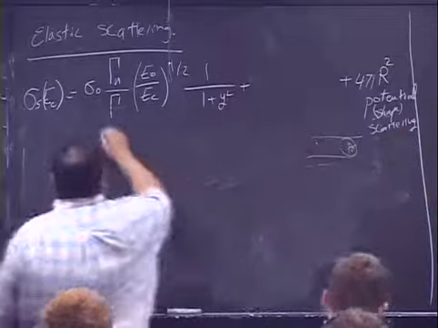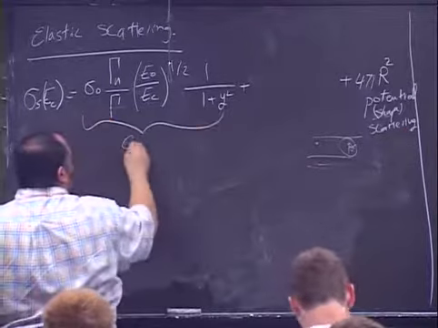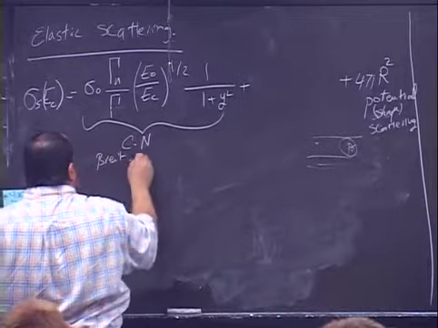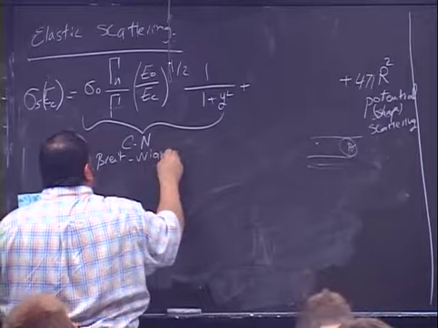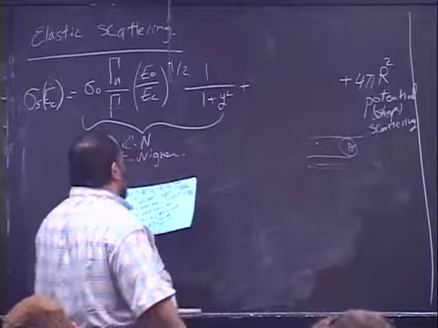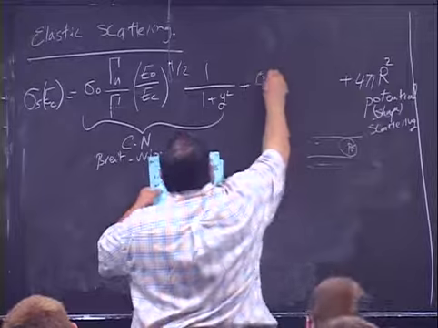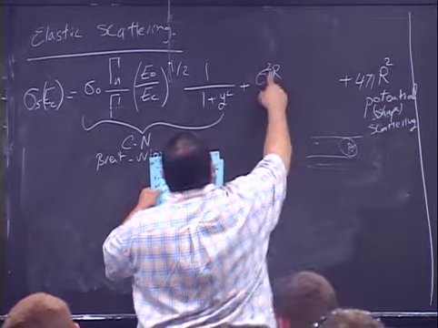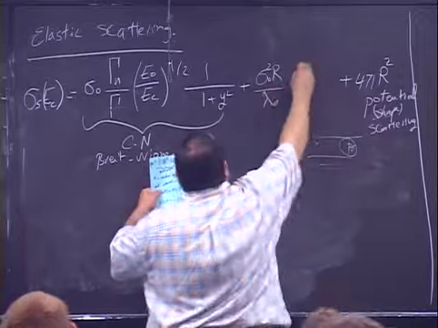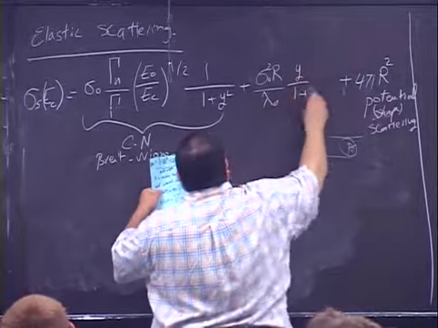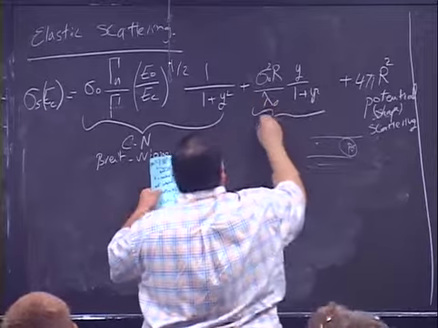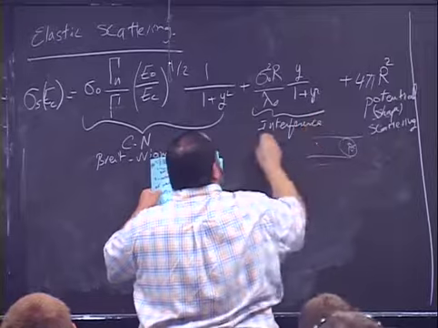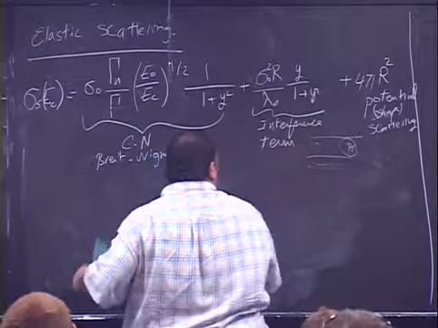And this is what? Compound nucleus, and this is the Breit-Wigner. And there is interaction between both. Interaction term, and this interaction term has sigma_0 square r divided by lambda_0 multiplied by y plus 1. And this is called the interference term.